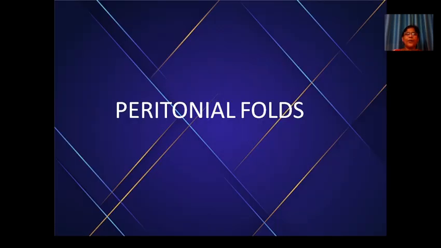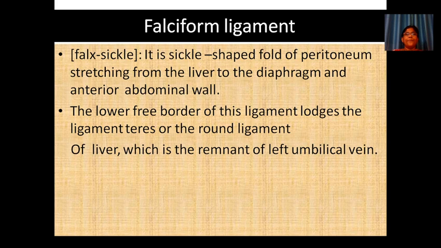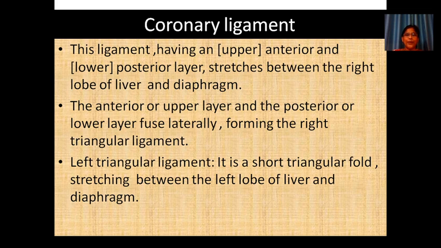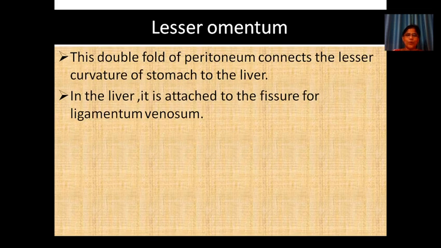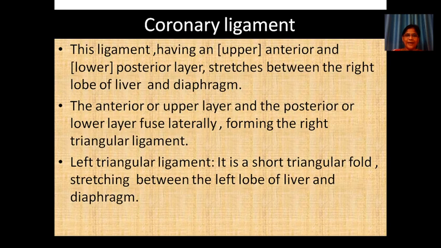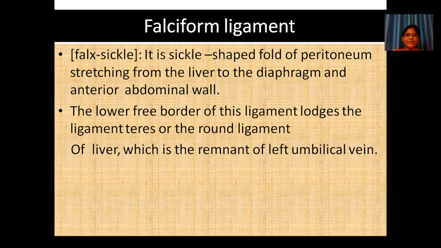Next, peritoneal folds. There are 4 peritoneal folds. That is the falciform ligament, coronary ligament, triangular ligaments, and lesser omentum. Okay, let us see one by one. What is this falciform ligament?